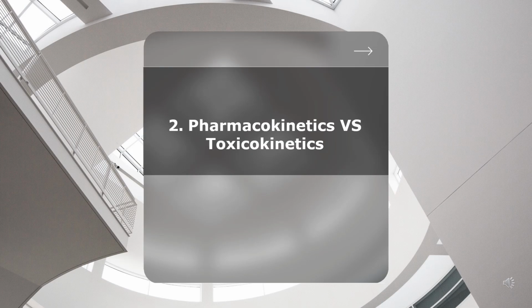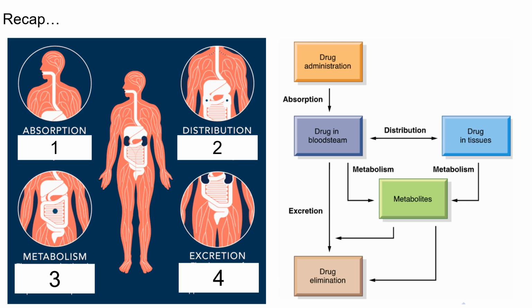Let's look at pharmacokinetics versus toxicokinetics. Right, before we go further, let us recap about ADME. Basically, ADME is the four steps of pharmacokinetics and the abbreviation for absorption, distribution, metabolism, and also excretion. When we talk about absorption, it describes how a chemical or drug enters the body, and it relates to the movement of a drug from the administration site to the bloodstream.